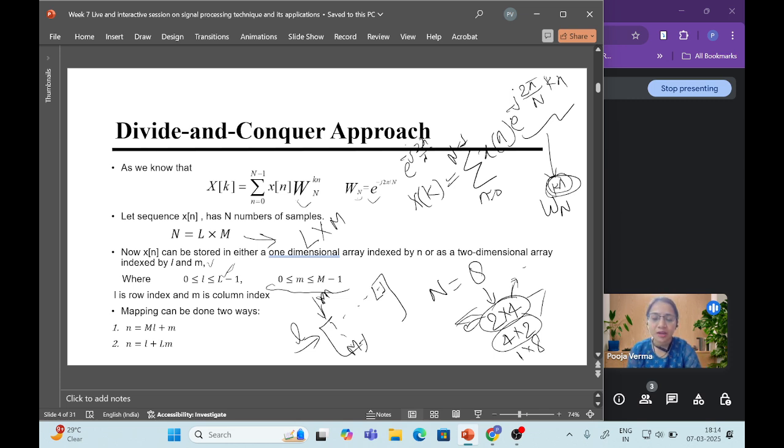So in the divide and conquer approach, we have to do this mapping. This row and column mapping can be done in two ways, either row mapping or column mapping. The row mapping is represented by capital M l plus m, and the column mapping by l plus capital L m.